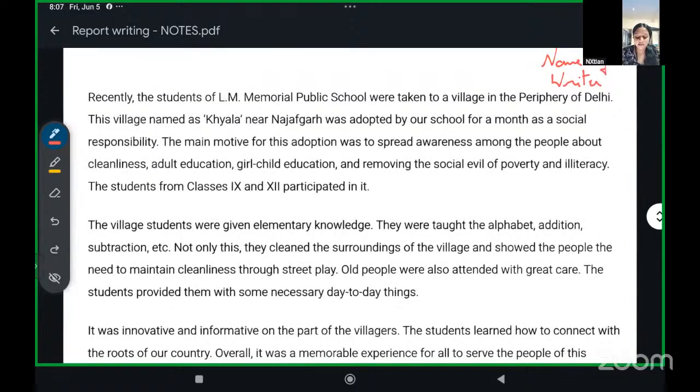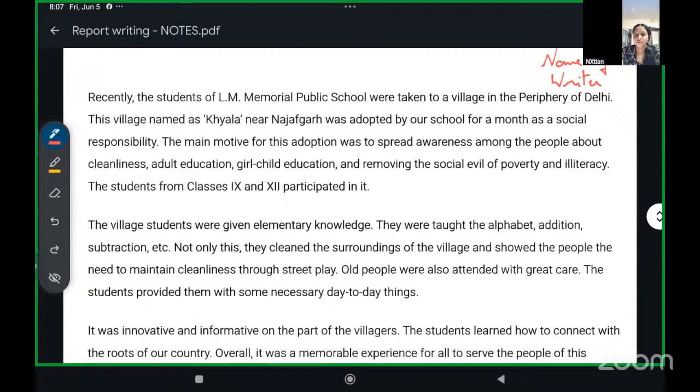Recently, the students of LM Memorial Public School were taken to a village in the periphery of Delhi. This village, named Khayala near Najafgarh, was adopted by the school for a month as a social responsibility. The main motive for this adoption was to spread awareness among the people about cleanliness, adult education, girl-child education, and removing the social evils of poverty and illiteracy. The students from classes 9th and 12th participated.